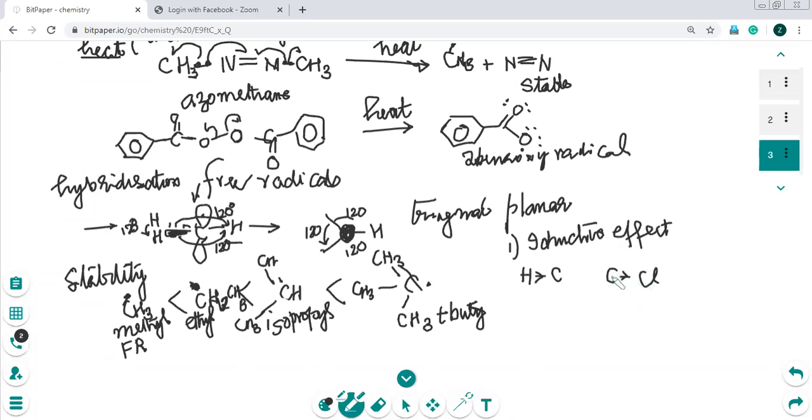So here the electrons are away from the carbon. Here the electrons are towards the carbon. So this you call as minus I effect. Plus I effect, that is, electron is gained by the carbon, and this is minus I effect. Electron is lost by the carbon, slightly towards the chlorine. So the electron is flowing away from electropositive element towards the more electronegative element.